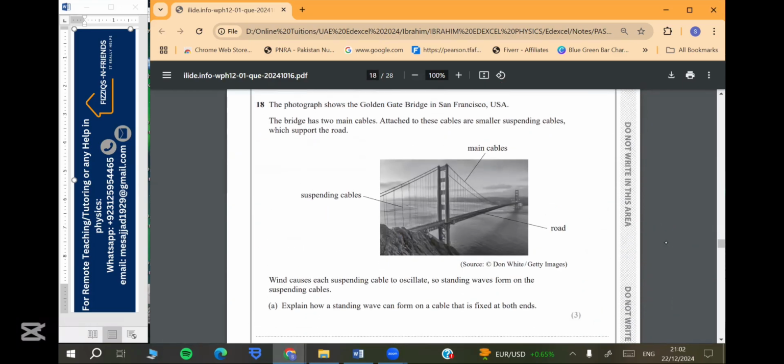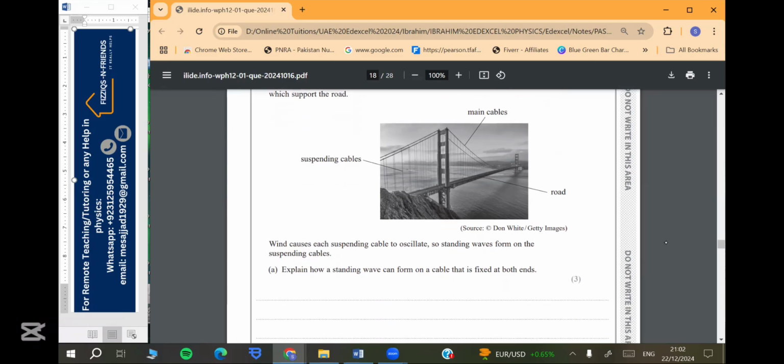18. The photograph shows the Golden Gate Bridge in San Francisco, USA. The bridge has two main cables. Attached to these cables are smaller suspending cables which support the road. Wind causes each suspending cable to oscillate, so standing waves form on the suspending cable. Explain how a standing wave can form on a cable that is fixed at both ends.